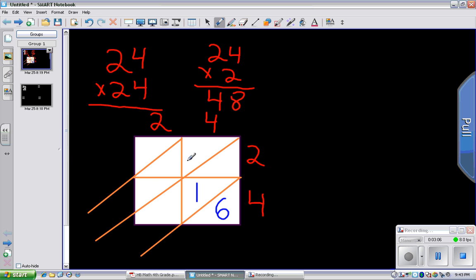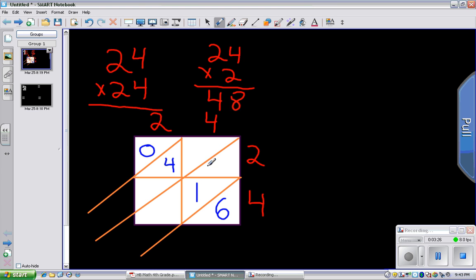Now it's time to choose another box. I will choose this box. It does not matter again which order you choose. Coming down is a 2 and coming across is a 2. 2 times 2 is 4, or 0, 4. It is very important that you write the 0 to hold the place value.